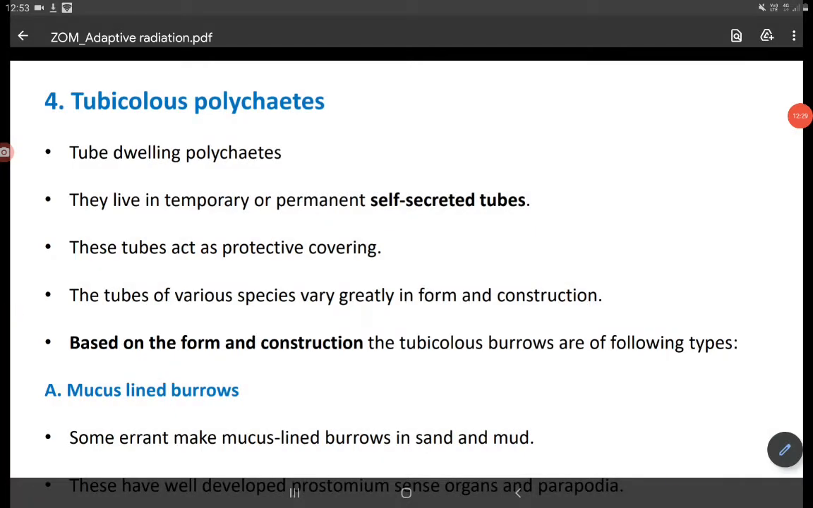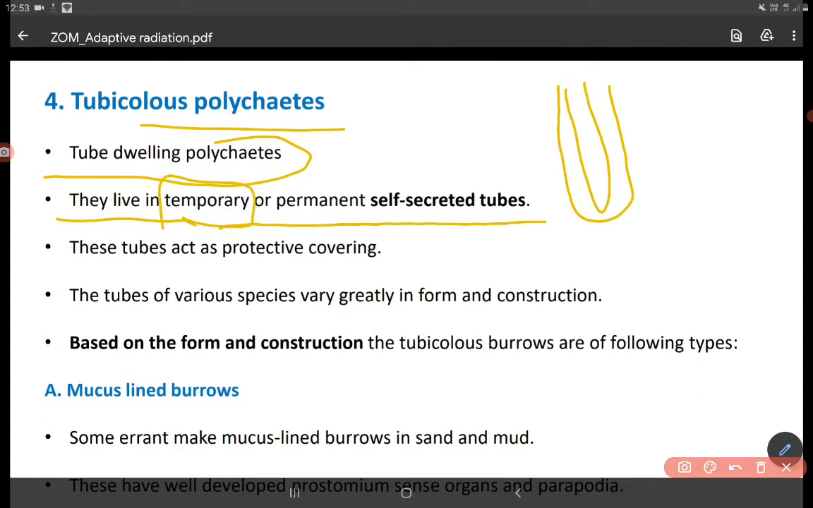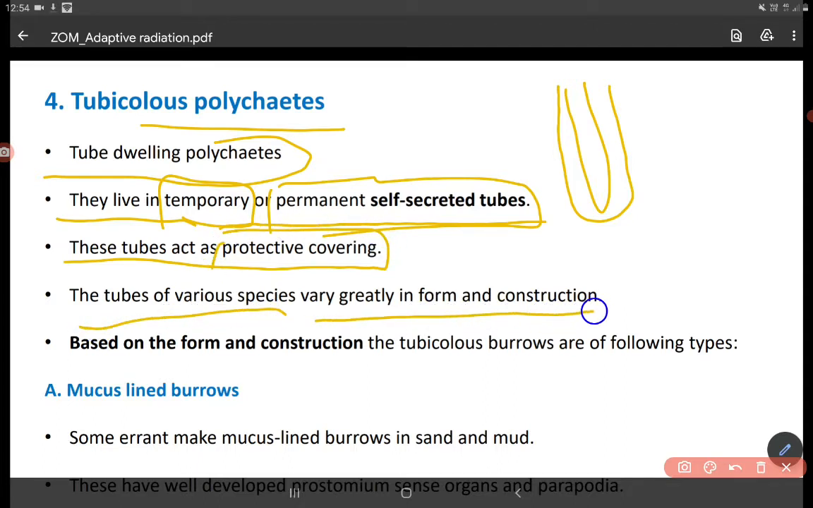Now the fourth one, the tubicolous polychaetes. Those live in their own tubes, so these are tube-dwelling polychaetes. They live in temporary or permanent self-secreted tubes. So they secrete their own tubes and then live within them. These tubes act as protective coverings. The tubes of various species vary greatly in form and construction. Based on form and construction, the tubicolous burrows are of the following types.